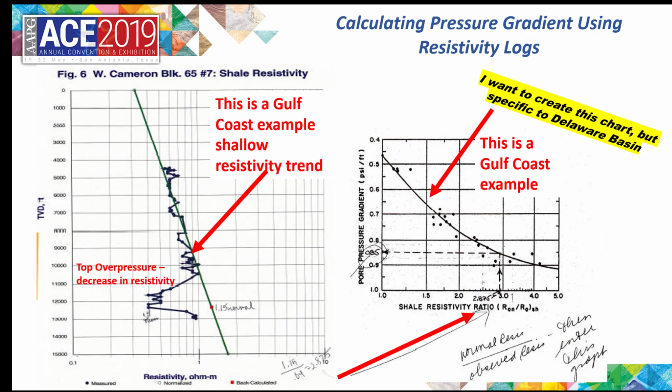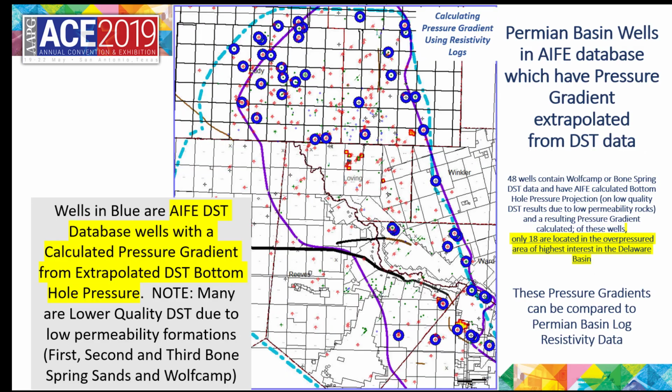So what I want to do is take this relationship right here and create this chart, but make it specific to the Delaware Basin. So what I need is a bunch of pore pressure readings in this zone. I've got 39 or 55 resistivity logs. I need a bunch of pore pressure readings right in here. Where can I get those? I can get them from drill stem test data.